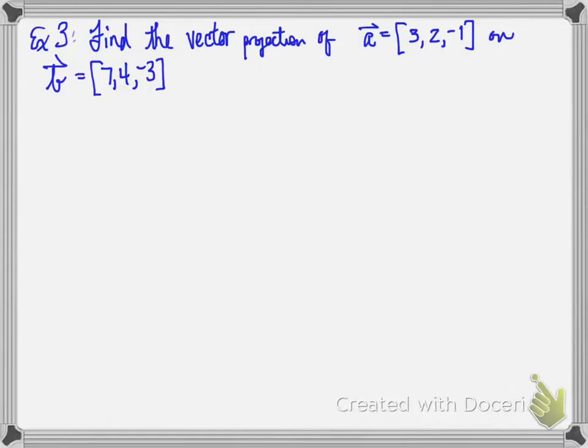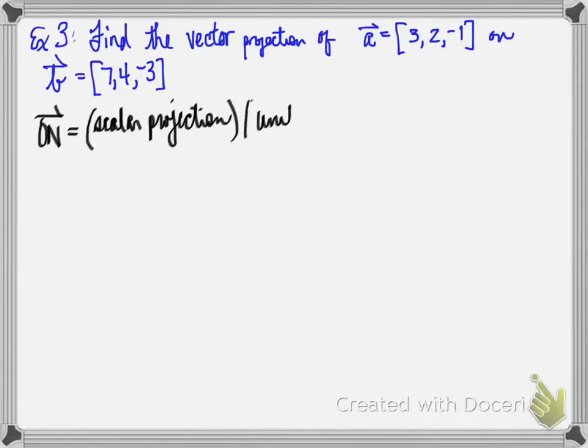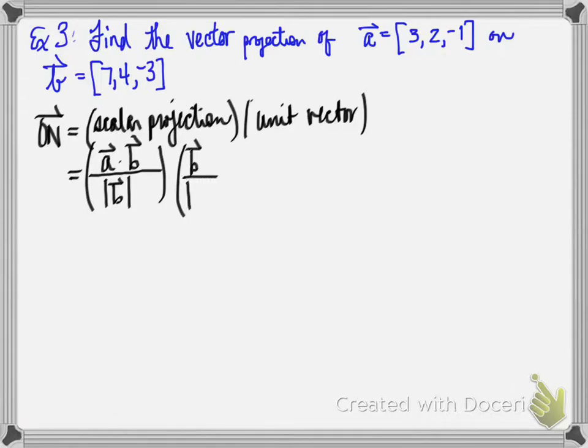Example number 3. Find the vector projection of A on B. The key is we need to determine the vector ON. So it's a scalar projection multiplied by the unit vector. So it's A dot B over magnitude of B times B over the magnitude of B. That equals 20.